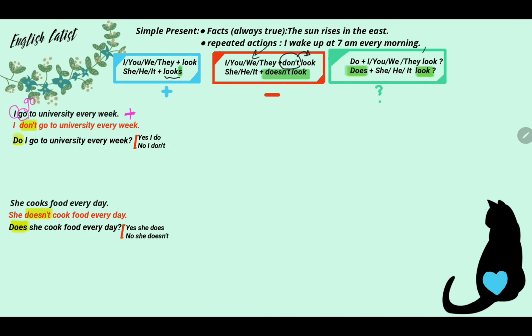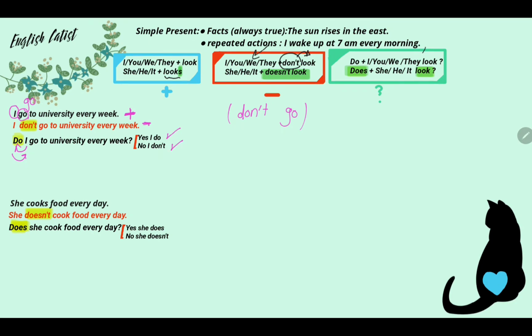Now I want to make it negative. We need the auxiliary verb, don't, plus our simple verb. I don't go to university every week. And to make it a question, we have to replace our subject and our auxiliary verb. Do I go to university every week? Short answers: yes I do, no I don't.